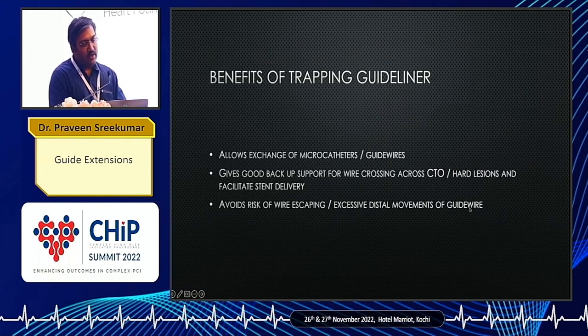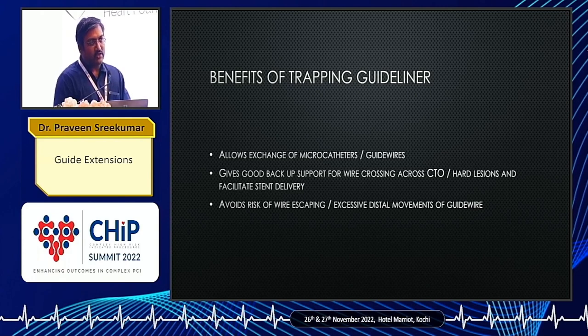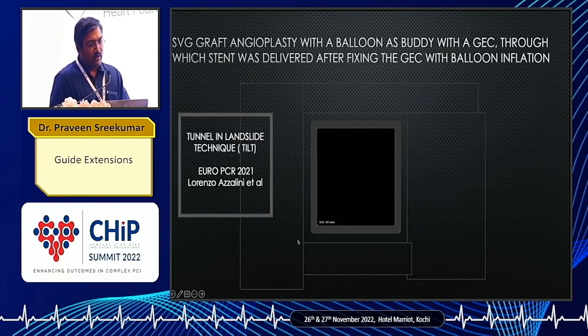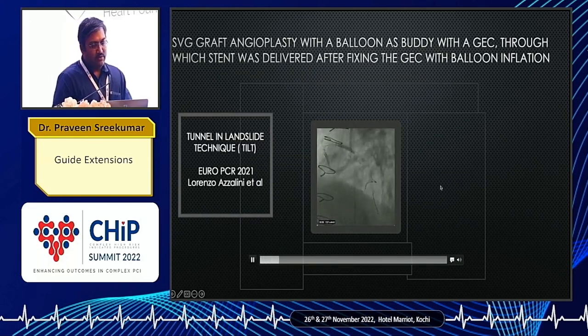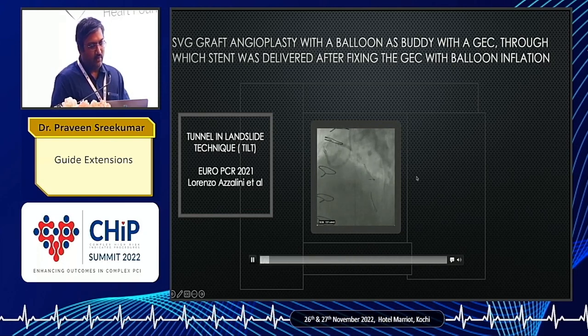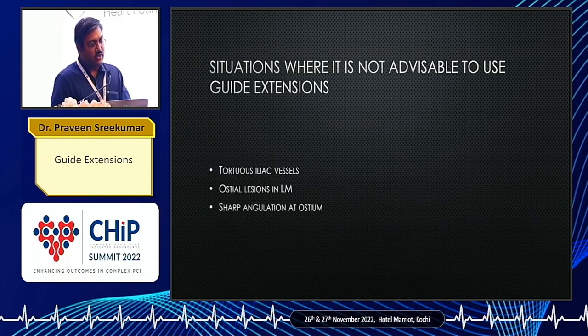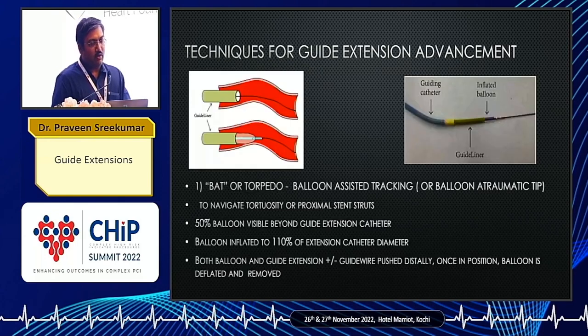The benefits of a trapping Guideliner are that it allows exchange of microcatheters and guide wires, gives good backup support for wire crossing across a CTO if the guide extension is used for a CTO, facilitates stent delivery, and avoids the risk of wire escaping. So this was a recent one, a 2021 demonstration of a catheter placed, with stent delivery done with a guide placed and a parallel balloon inflated to support inside a graft to facilitate stent delivery. Situations where it's not advisable to use a guide extension are tortuous vessels, ostial lesions in LM, and sharp angulation at the ostium. There it will not be very advisable.